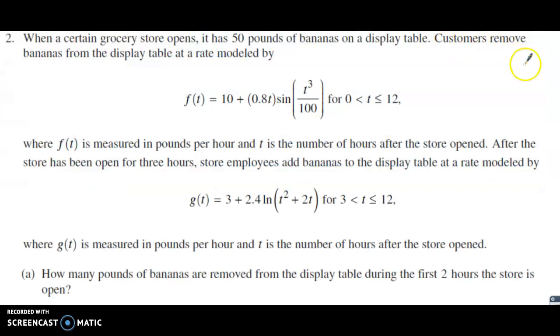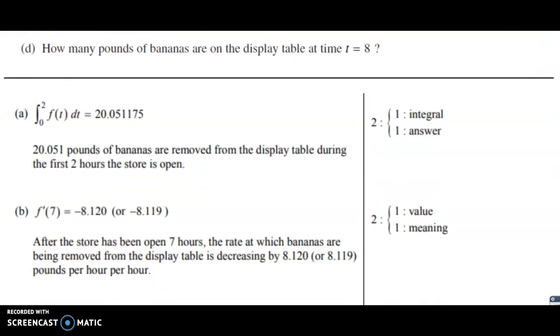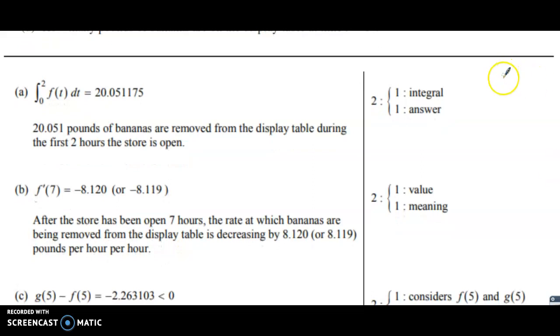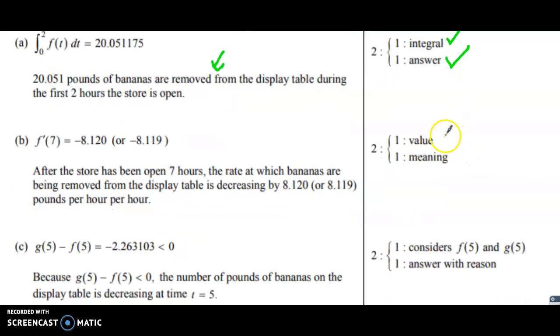Let's look at the scoring rubric. In letter A, you get 1 point for writing your integral, and you get 1 point for reporting the answer. Very easy. I've had a question come in, do you have to write a sentence to get the answer point? You do not. In letter B, 1 point for reporting the correct value. And notice you can either round or truncate. Both of these would be acceptable, but nothing else. And then 1 point for correctly interpreting the meaning. Now they said pounds per hour, but that's pounds per hour squared, so that's perfectly fine.